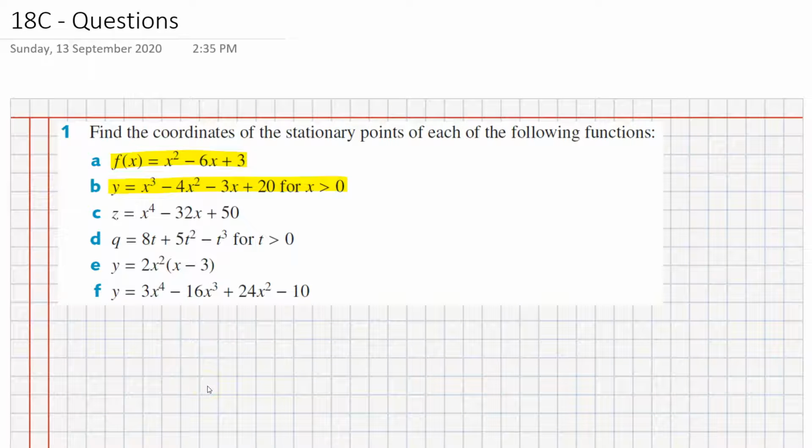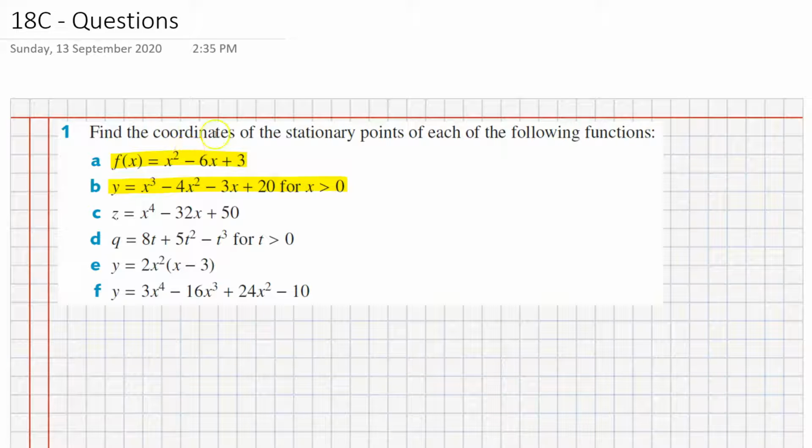Chapter 18c, Question 1. Find the coordinates of the stationary points of each of the following functions. So the first function being f of x defined as x squared minus 6x plus 3. Firstly, what we need to notice is what order this function is, and if we're looking at it, we can see it's of order 2 because it's a quadratic.